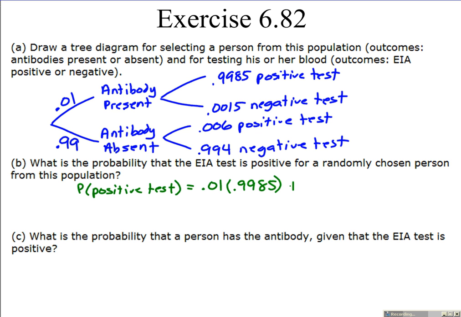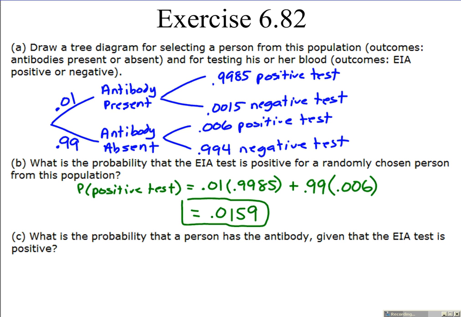Or, so plus, 99% chance that they don't have the antibody. And those people test positive still 0.006 or 0.6% of the time. Multiply and add that. The probability that a randomly selected person has a positive test is 0.0159. So about 1.5% chance.